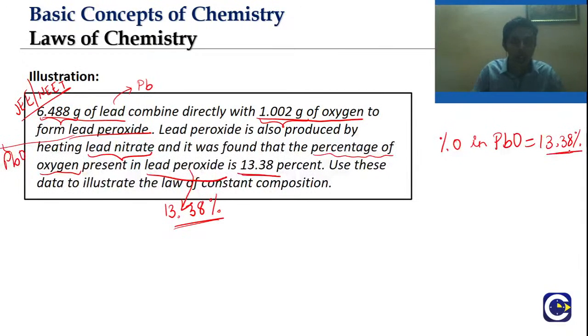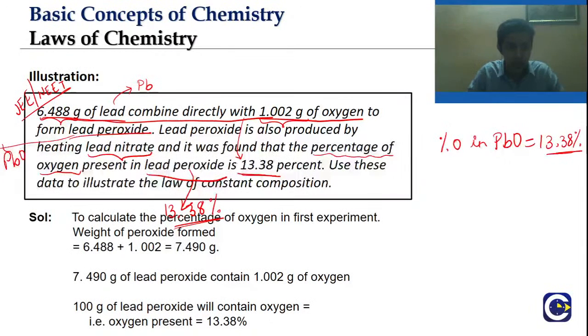Because that's what the law of chemical constant proportion says, isn't it? So now we will have to prove this from the first way. We have to prove that in this also the percentage of composition is 13.38 only. Then we are proving the law of constant composition. Yes? Okay. So as you can see here, the weight of peroxide formed is 7.490 grams, and out of the 7.490 gram, 1.002 grams is oxygen. That's what they have told.